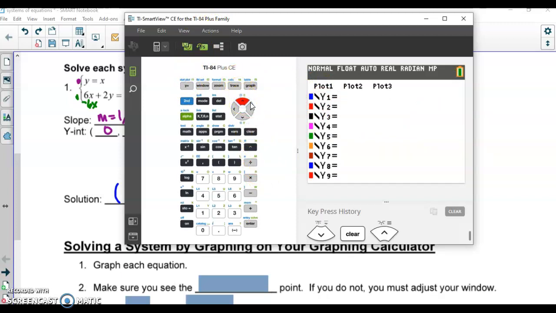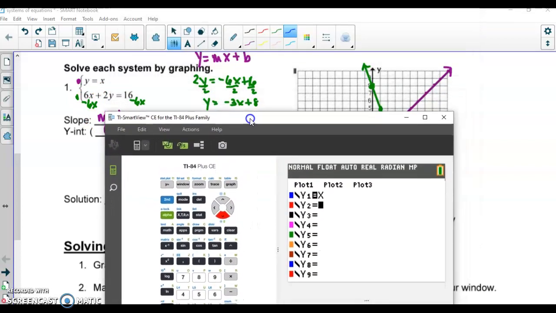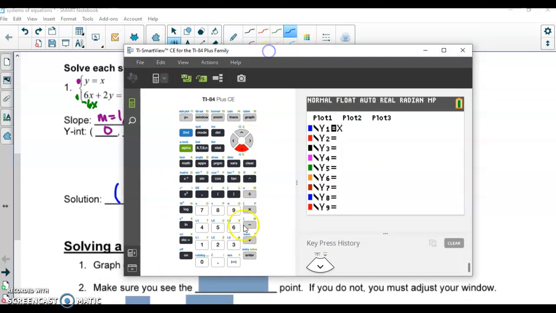Up here in equation 1, we're going to graph y equals x. In equation 2, notice I can't put it in the way I see it. I have to put it in the form y equals. So my second equation is y equals negative 3x plus 8. So negative 3x plus 8.